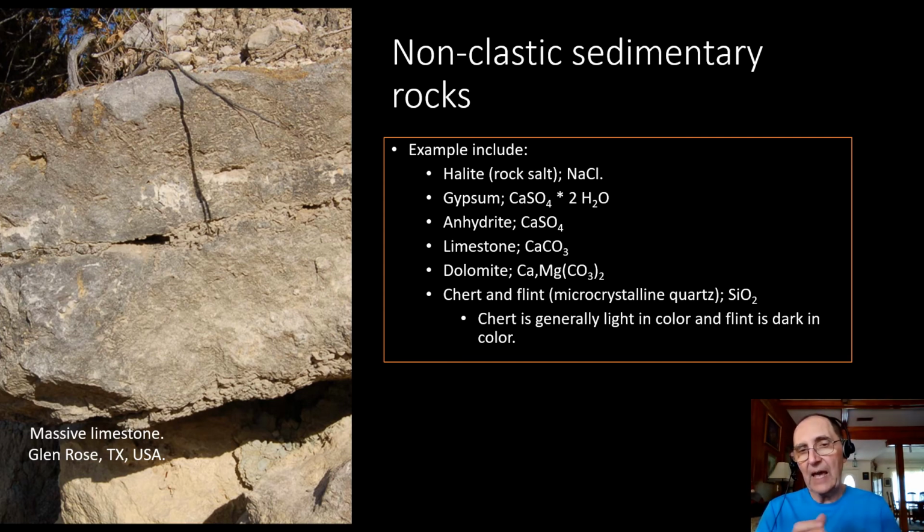That's the CaMg(CO3)2. And we have also chert and flint, which is microcrystalline quartz, silicon dioxide or SiO2. Chert is generally light in color and flint is dark in color. The picture is a massive limestone within the Glen Rose Formation in Texas.